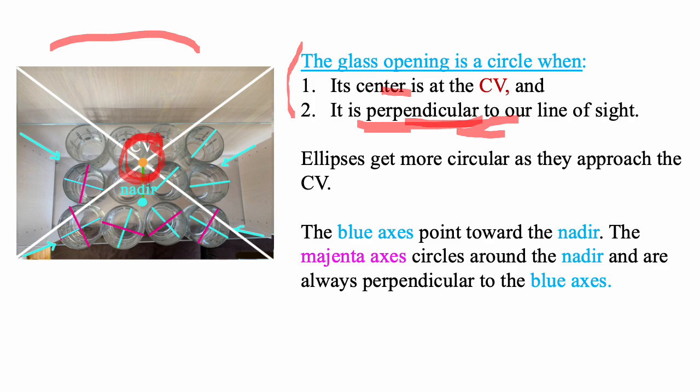Now let's look at these blue axes. They all point toward the nadir, and the magenta axes circle around the nadir because they always must be perpendicular to the blue axes. So if we want to know how round an ellipse is, we need to know how close it is to the center of vision. If we want to know how an ellipse tilts, we have to find the nadir.